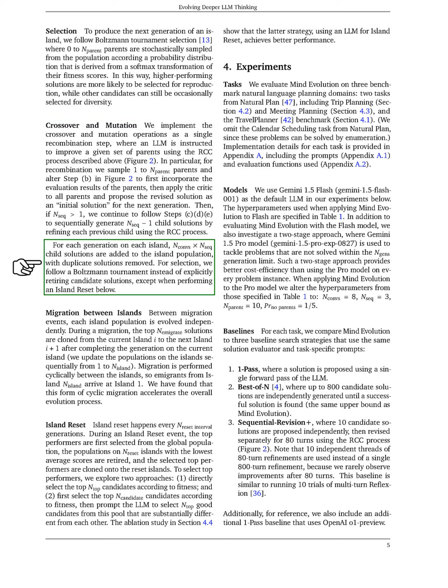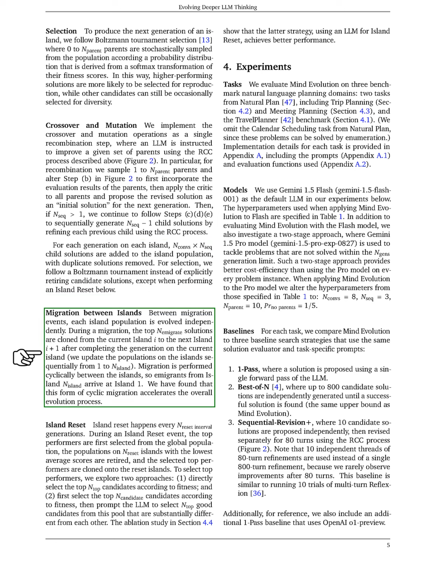Each generation adds new child solutions to the island population, removing duplicates. During migration, each island evolves independently until we clone the top solutions from one island to the next. This cyclic migration helps speed up the overall evolution process.